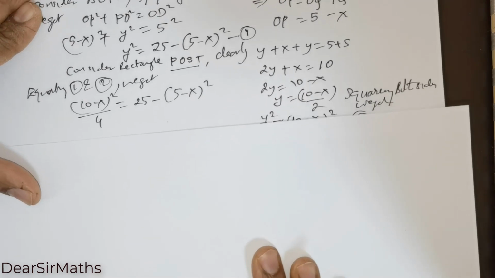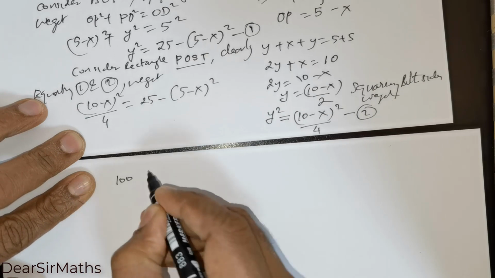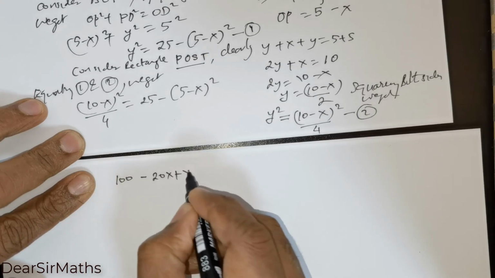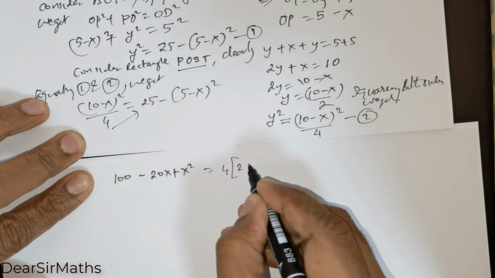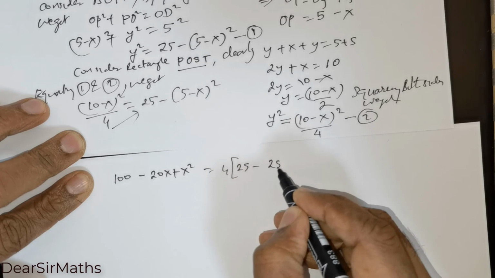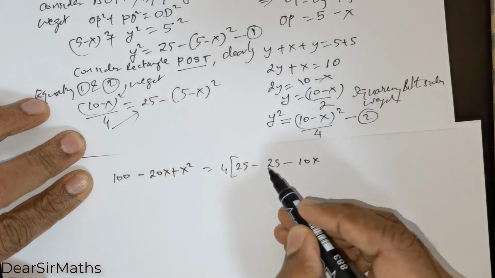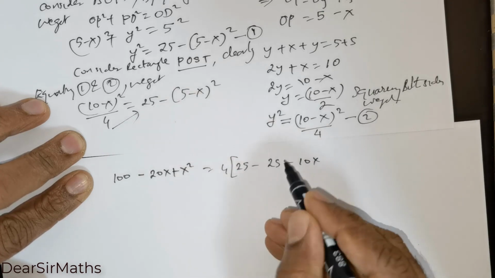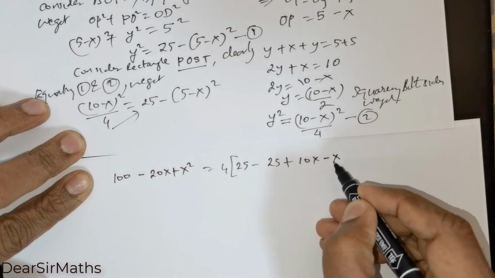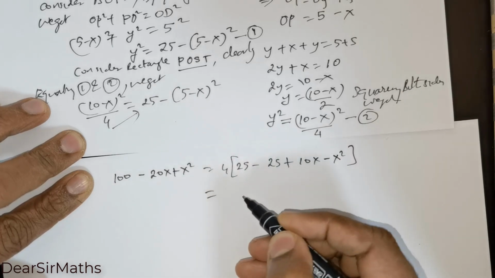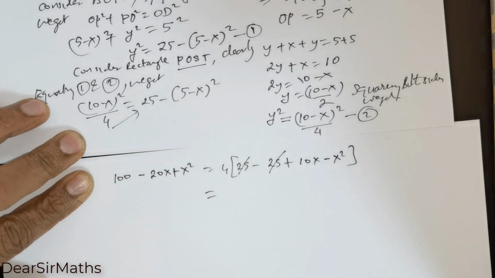So I would expand this and solve for X. So this is going to be 100 minus 20 times X plus X squared, and I'm going to move this 4 to this side. So it's going to be 4 times 25 minus 25, expand this, 10 times X, and you have a negative sign, so this will become positive because of the presence of a negative sign, and you have negative X squared. So you expand this 25 minus 25, this goes off, right?